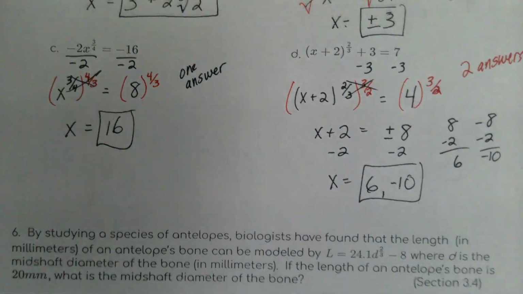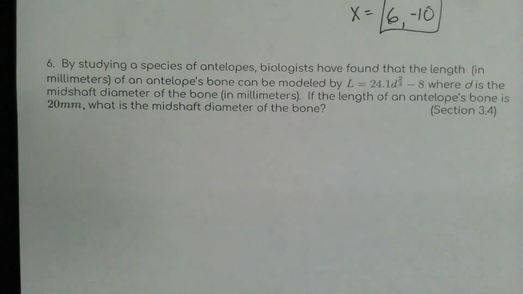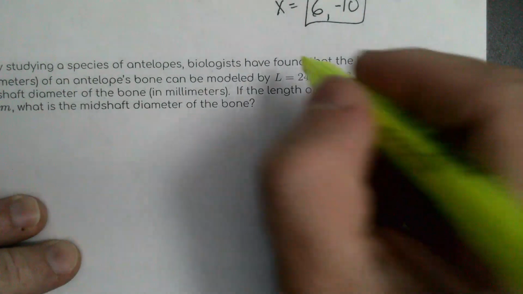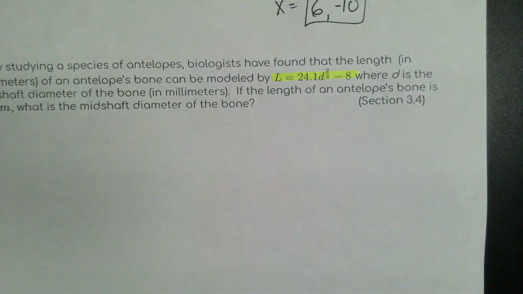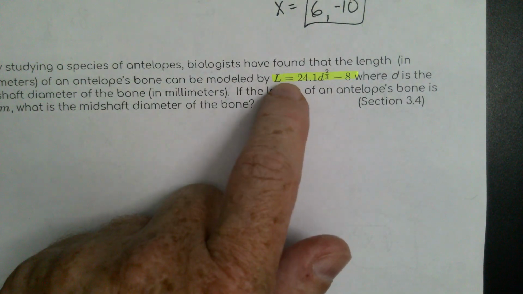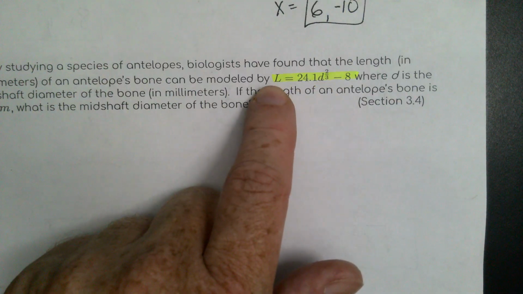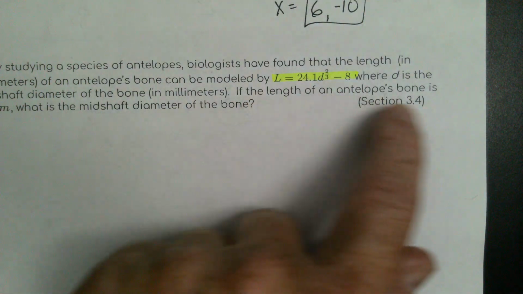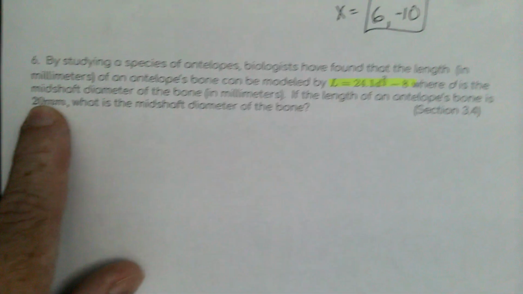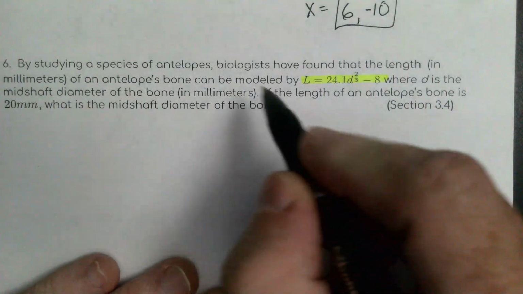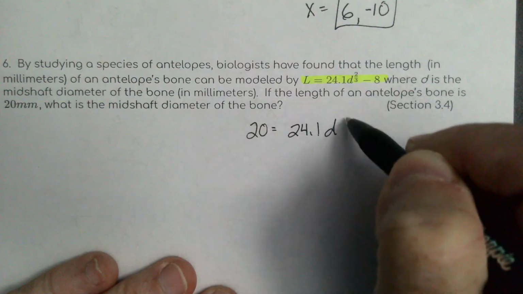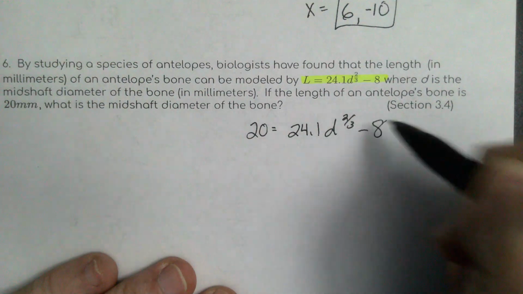All right, and the last one is just a word problem. So it's talking about antelope bone size, length versus diameter. But basically, they give you an equation right here. And then they're going to probably tell us we need to know either the L or the D. So L is probably talking about the length. D is talking about diameter. If the length is 20 millimeters, so I'm plugging 20 in for L, I'm going to now solve for D.